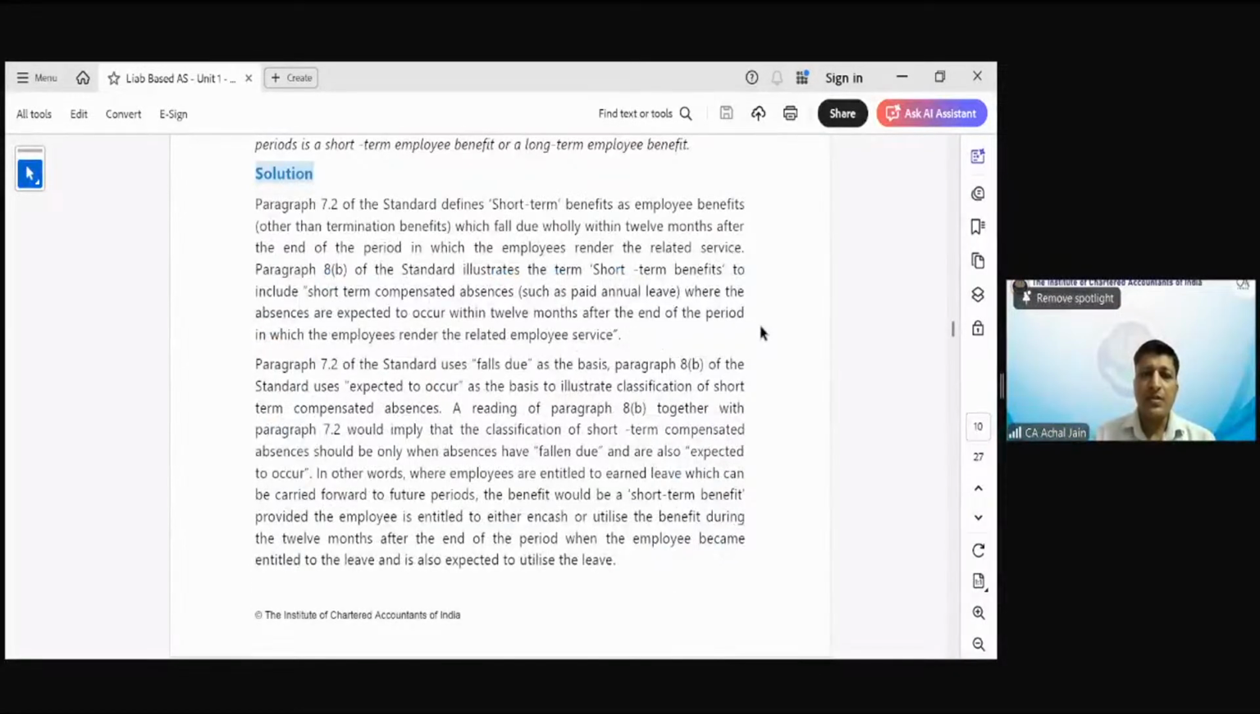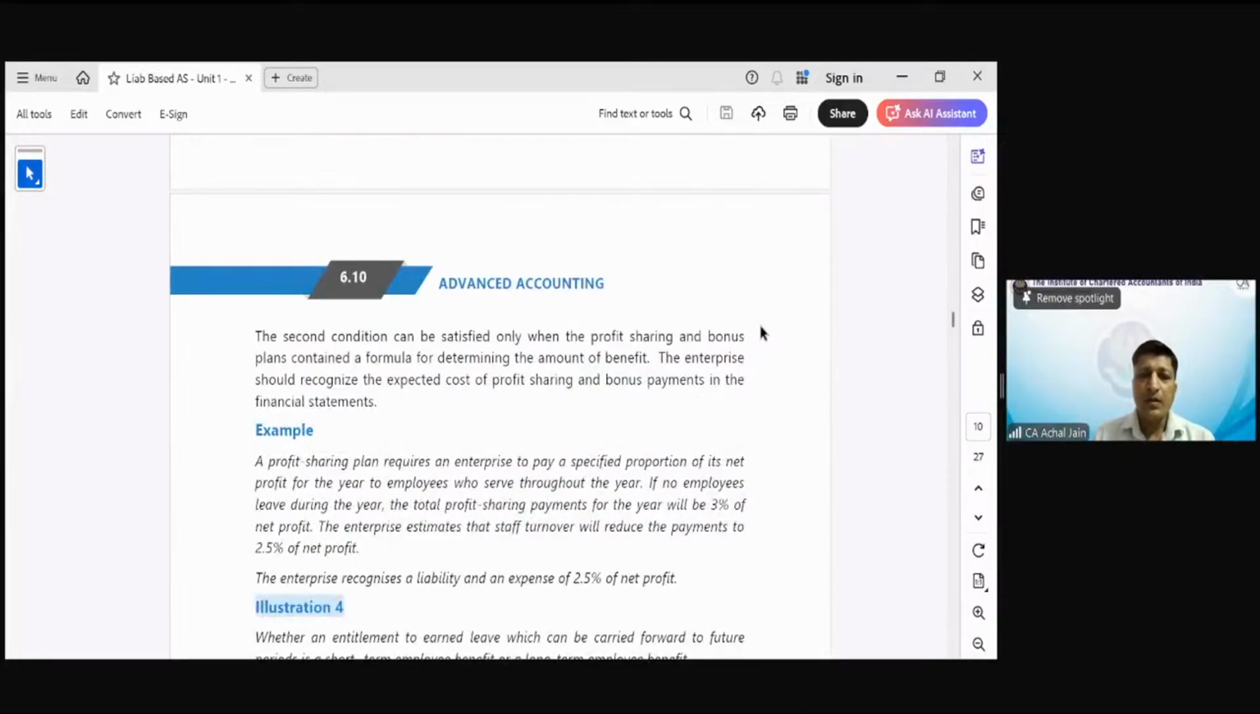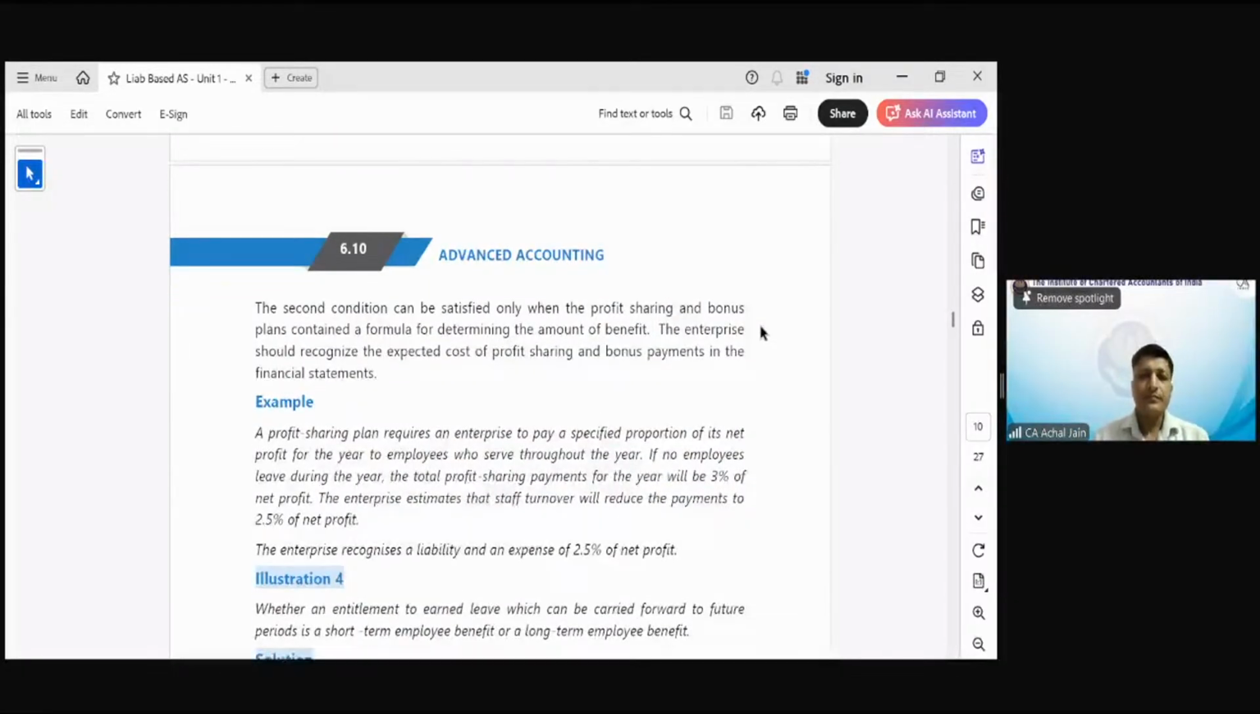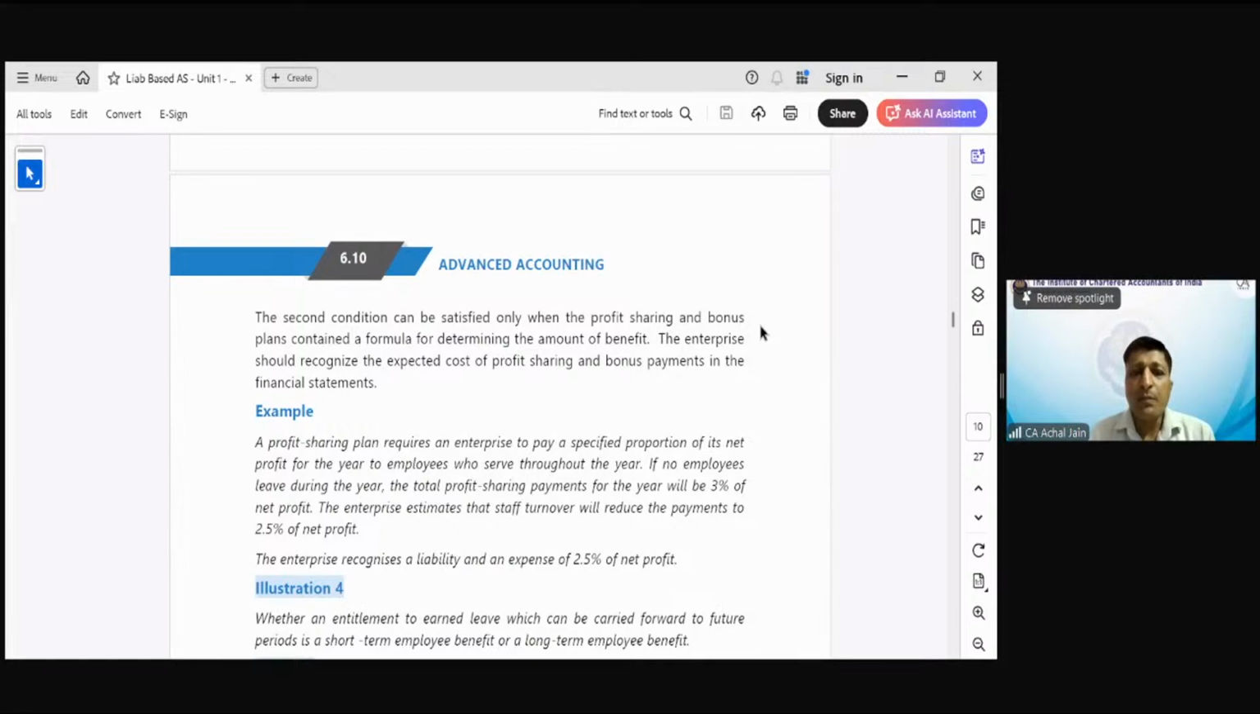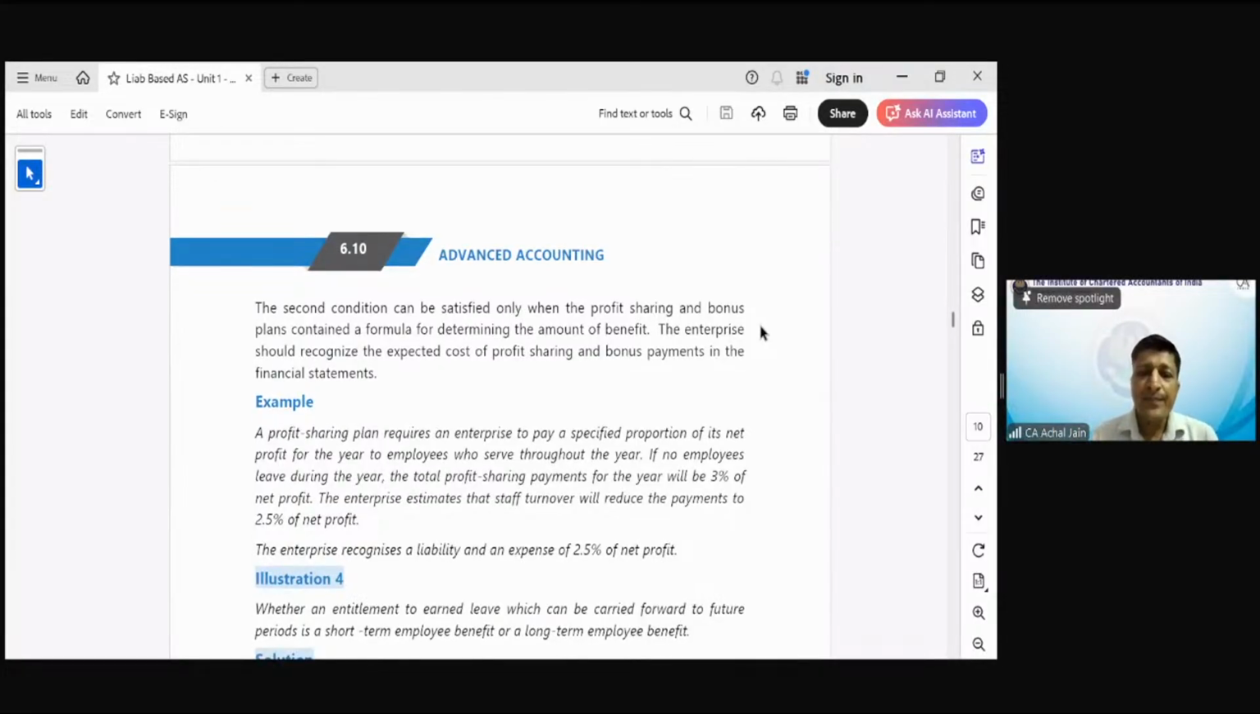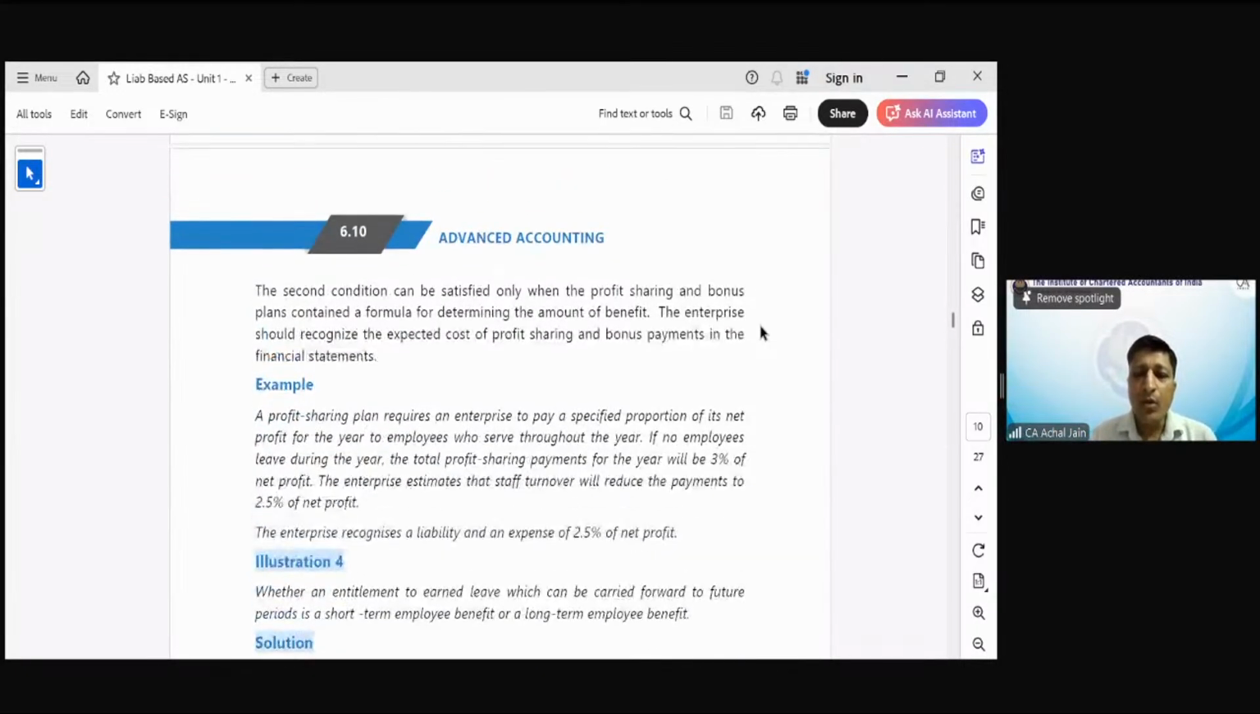Okay, so let's look at this one. I think this question number 4, you can answer now with the understanding of both short term and long term. This time around, I changed this question slightly. Now I think you will be able to understand this better. Whether an entitlement to earned leave which can be carried forward to future periods is a short term employee benefit or a long term employee benefit.